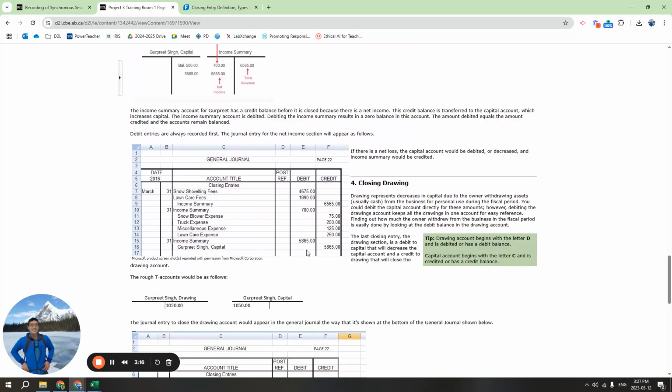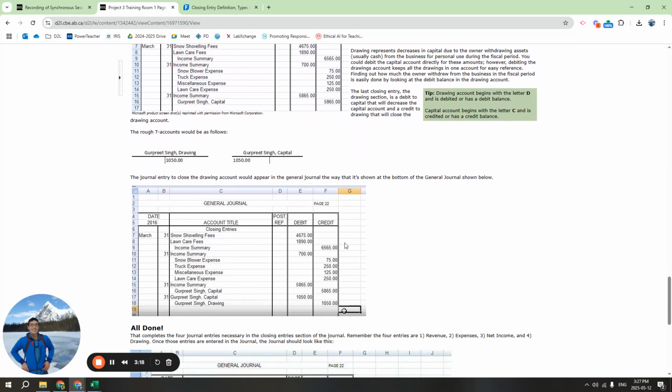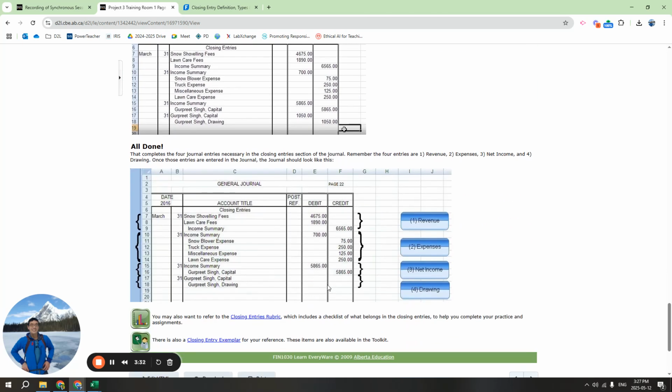Once we've transferred everything to the income summary account, we can calculate the final balance in income summary and then transfer that income summary to the capital. Also, we have to close up the drawing account by doing the opposite, and then we'll have closed all of those temporary accounts. Then you can do a trial balance to make sure everything is still balanced, and then you have calculated the income, closed the temporary accounts, and you're good to go.